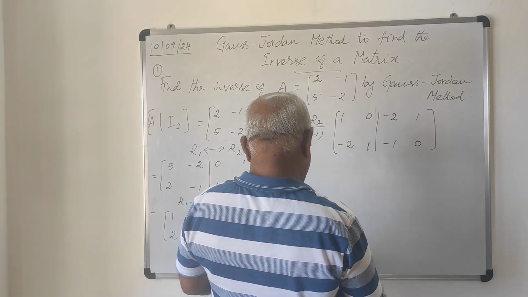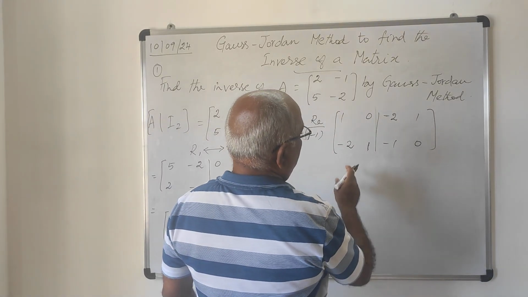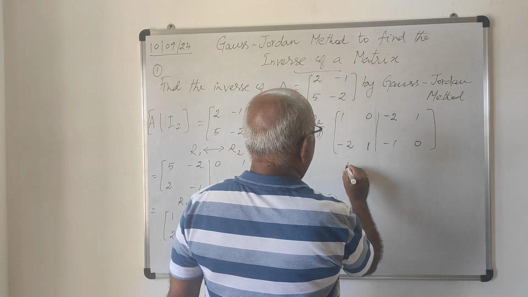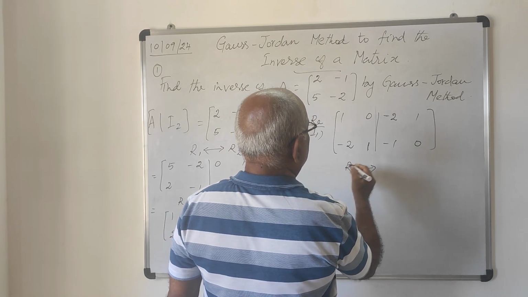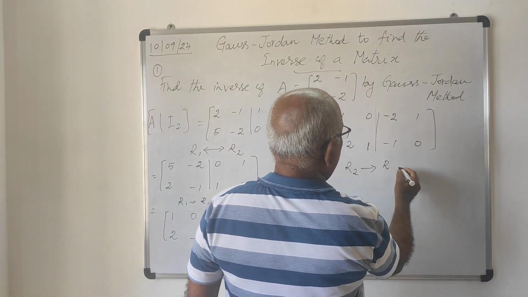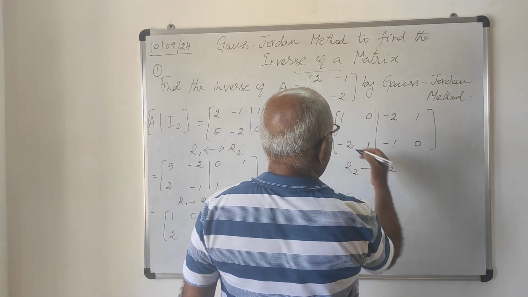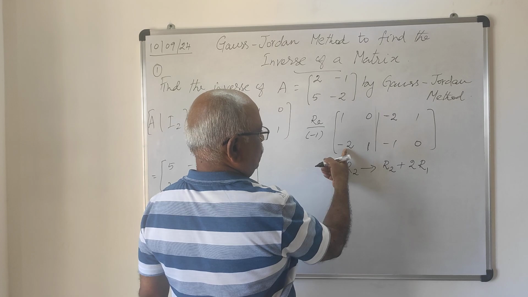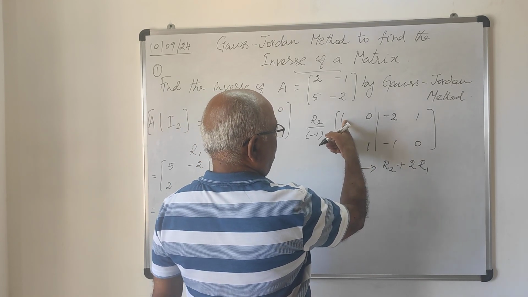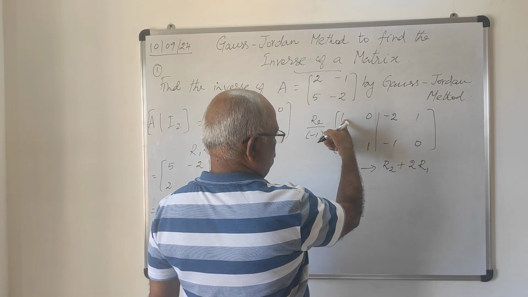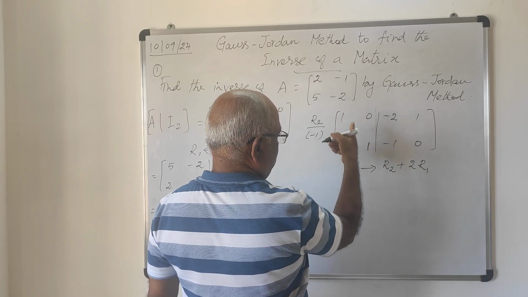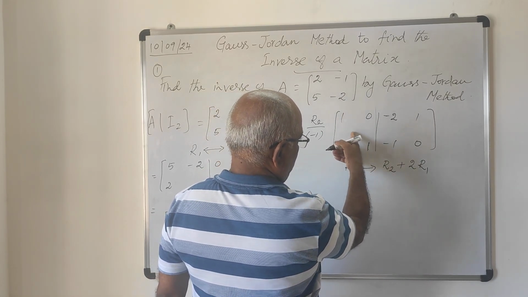R2 becomes now. You have to convert this to 0. For that, R2 is R2 plus 2 R1. R2 is minus 2 plus 2 times of R1. You multiply R1 by 2, you will get 2 into 1 is 2. This is minus 2. Adding 2 plus minus 2, you will get 0.